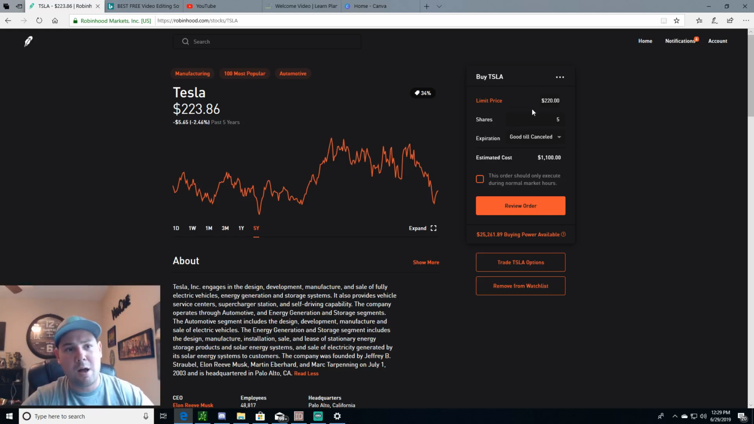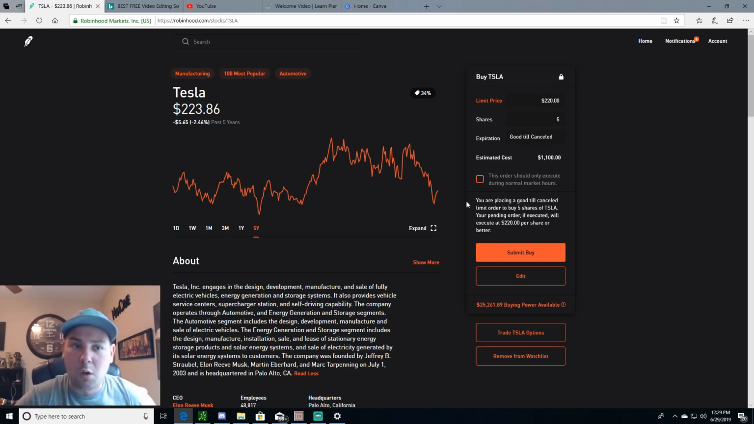So you check it out. We got our limit price set. We have how many shares. We have good till canceled, and we have this order limit off. So we will click review order. It will say you're placing a good till canceled limit order to buy 5 shares of Tesla. Your pending order, if executed, will be executed at $220 per share. You submit that buy, and then you're good to go. You have it sent out. And once it's 220, your order will be filled, and I will have 5 shares of Tesla.